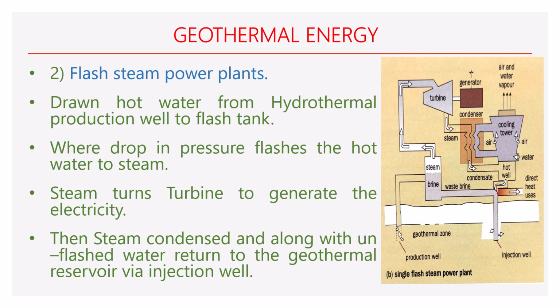Flash steam power. What is flash steam power? In this, hot water is drawn from the hydrothermal production well to a flash tank, where a drop in pressure raises the hot water to steam. Steam turns the turbine to generate electricity. Then the steam is condensed and, along with unflashed water, returned to the geothermal reservoir via an injection valve.